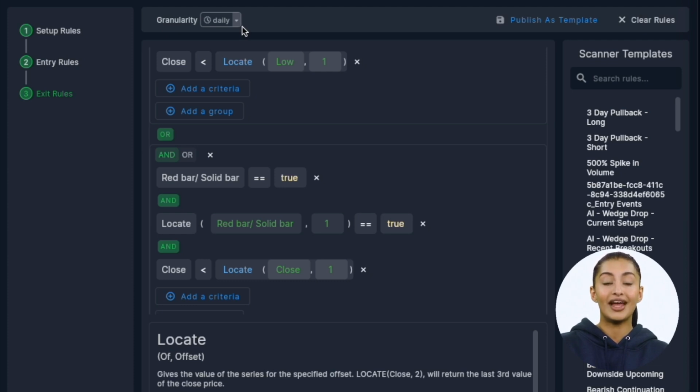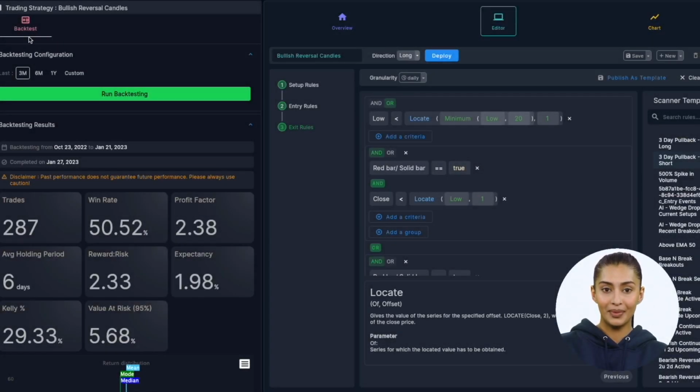Great. Now that we are all set with our strategy, it is time to backtest and analyze the historical performance. You can run custom backtests on any historical time frame. By default, the system generates the latest 3 months, 6 months, and 1-year backtests.